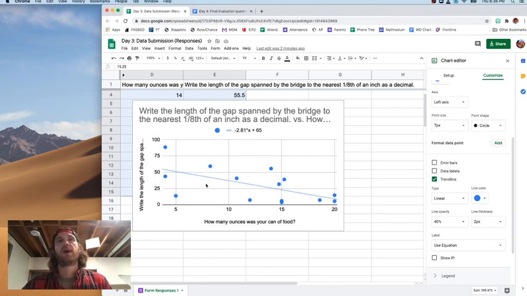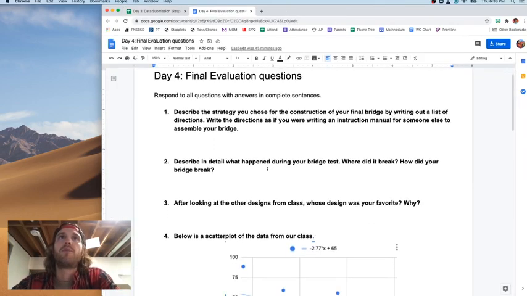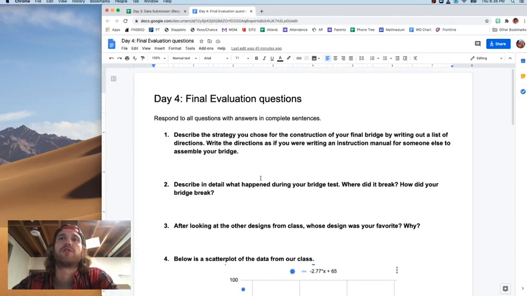What I'm asking you to do, let's run through this assignment real quick, and there's a couple questions about this that I would like to cover. We'll get to those questions in just a second. The first one, describe a strategy you chose for the construction of your final bridge, writing out a list of directions. So I want you to make it look like you're teaching someone how to assemble the bridge the way that you assembled it. So one sentence is probably not going to cut it. Make sure you go into detail there.